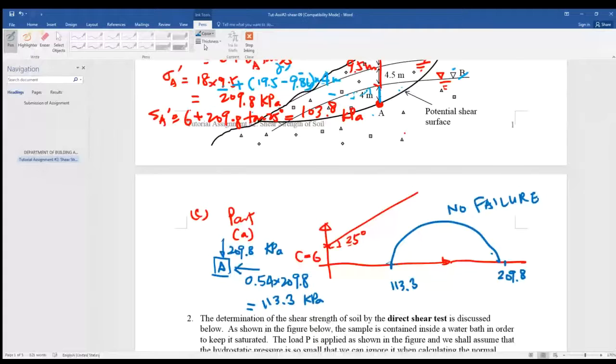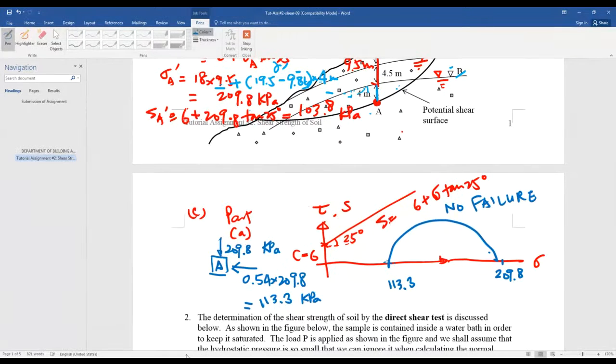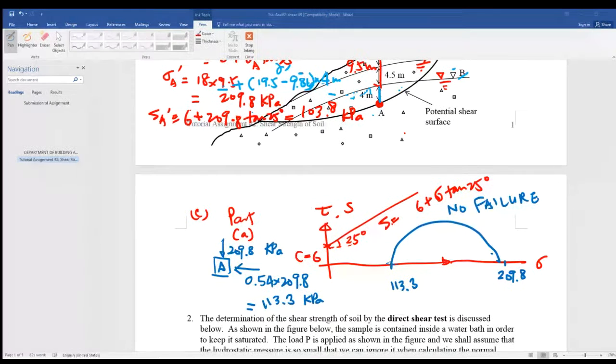Of course, you should specify the shear stress tau and the normal stress sigma, right? And this equation is S equals 6 plus sigma tangent 25, right? So is that okay?